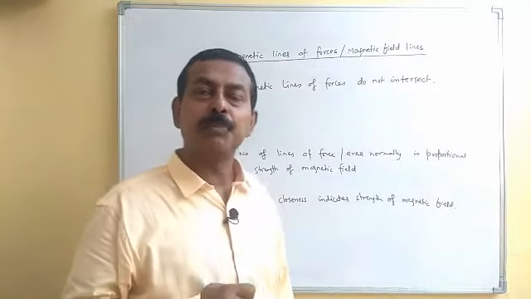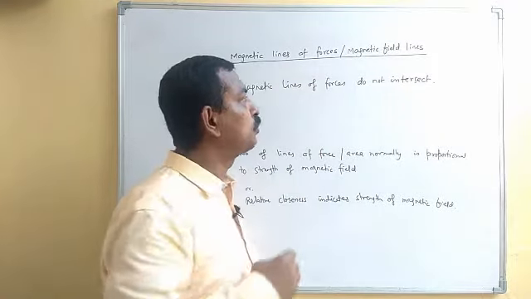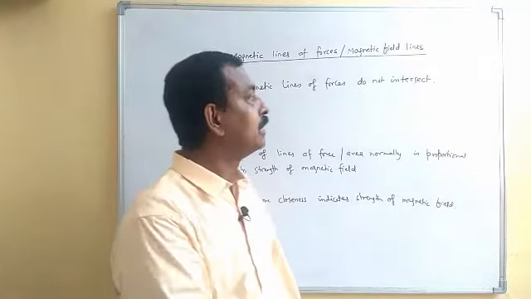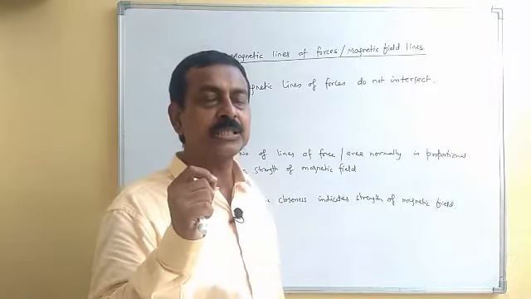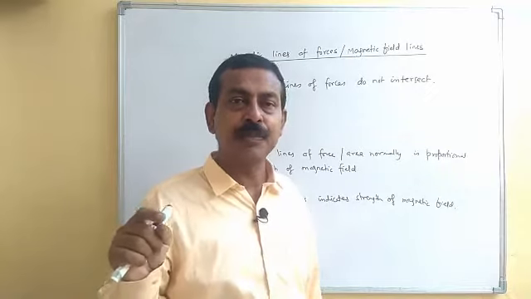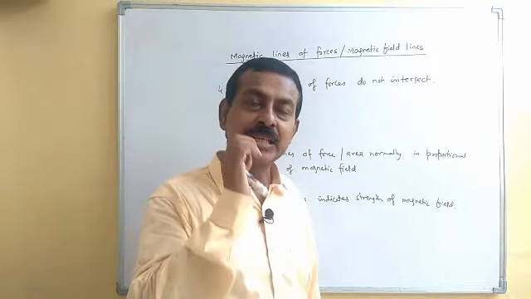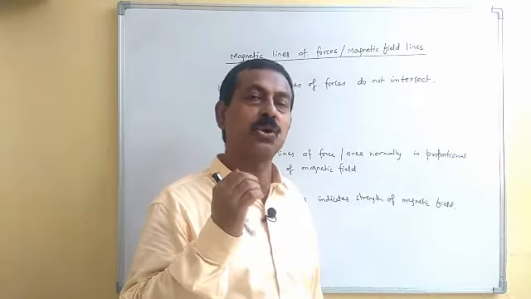Another property is that magnetic lines of force do not intersect. Because if they intersect, then at the point of intersection two tangents can be drawn, indicating the direction of the magnetic field at that point. So at the same point there can't be two directions of the magnetic field.